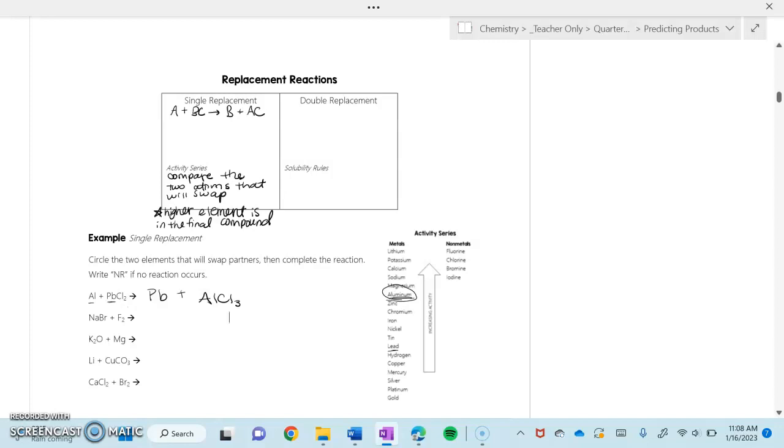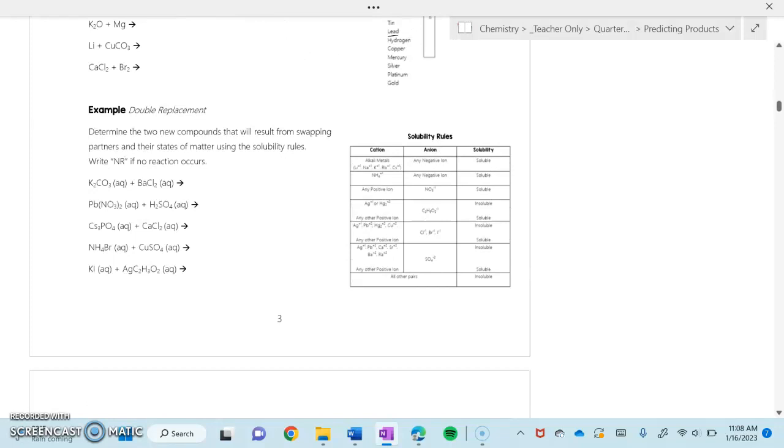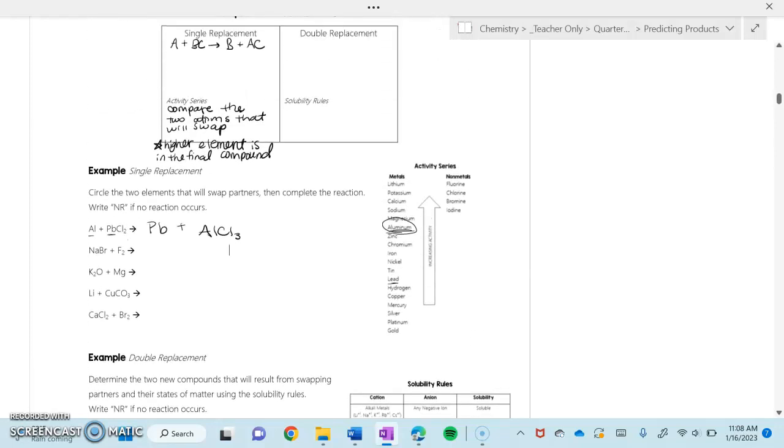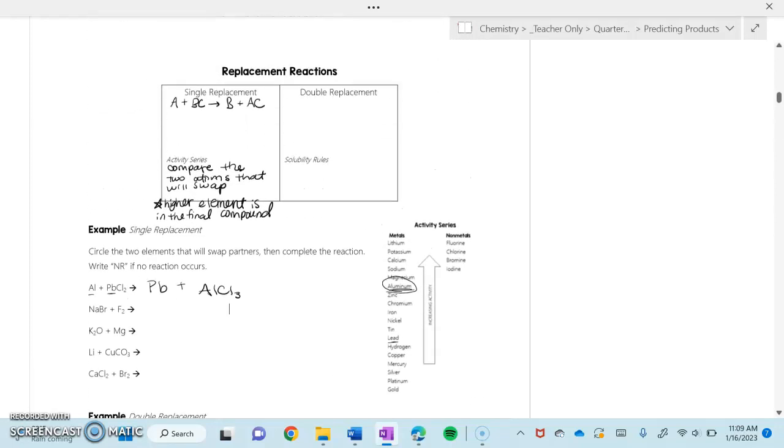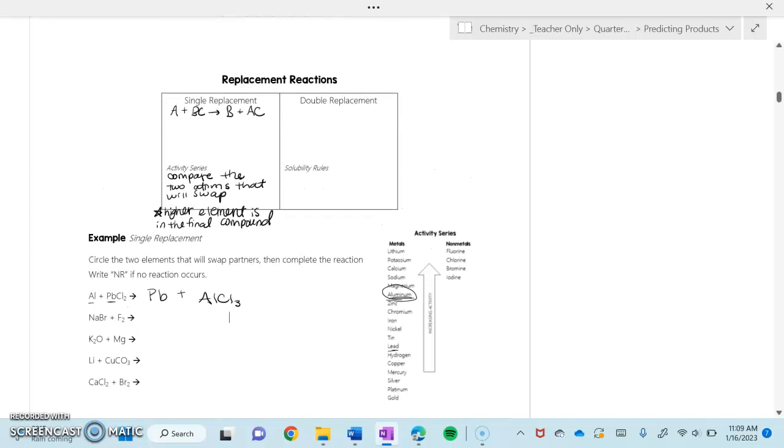For today, we're just focusing on making the new patterns. However, moving forward, we will balance them. I believe, let's see, did I make a note of it? No. Okay, so we will balance these together in class on Friday.